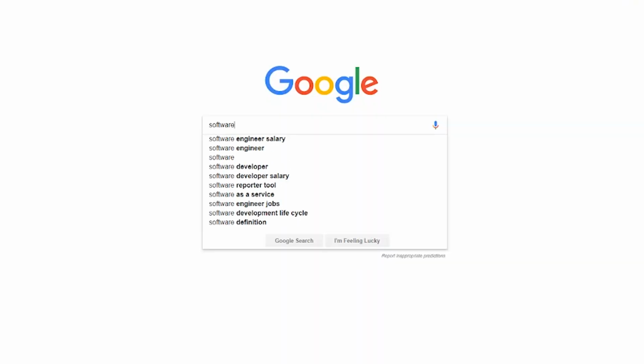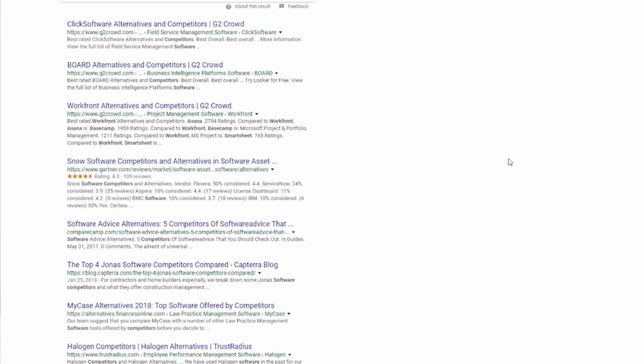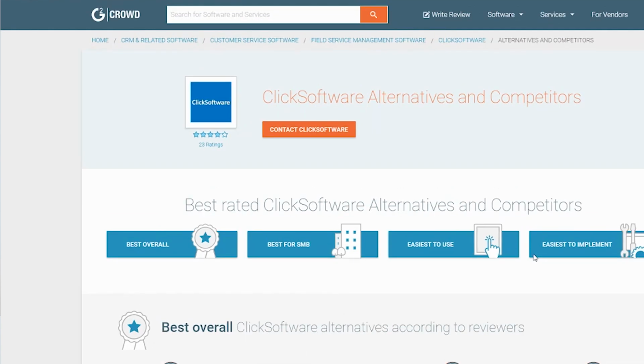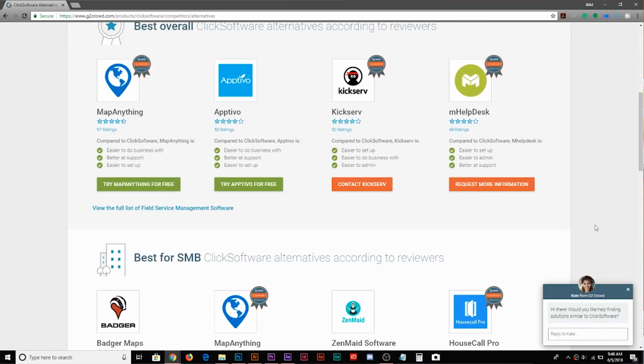So take your primary keyword, and before that, search top or best, or take your primary keyword, and after it, put reviews, or alternatives, or competitors. And now, start to see the ecosystem from which your brand, product, and services exist within, and make sure that you're a part of every conversation.